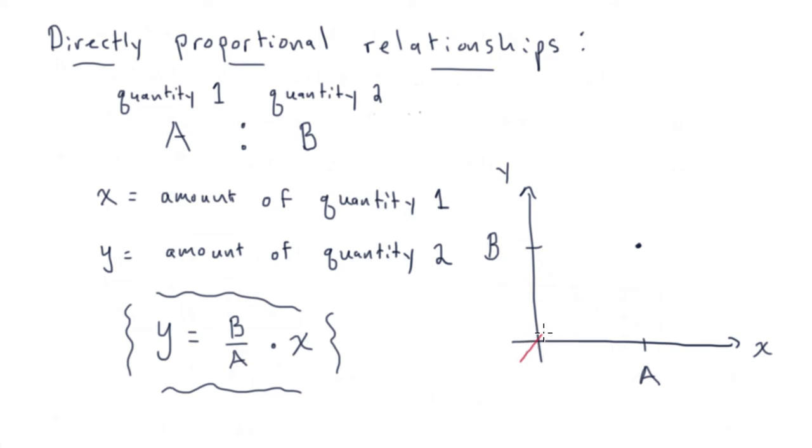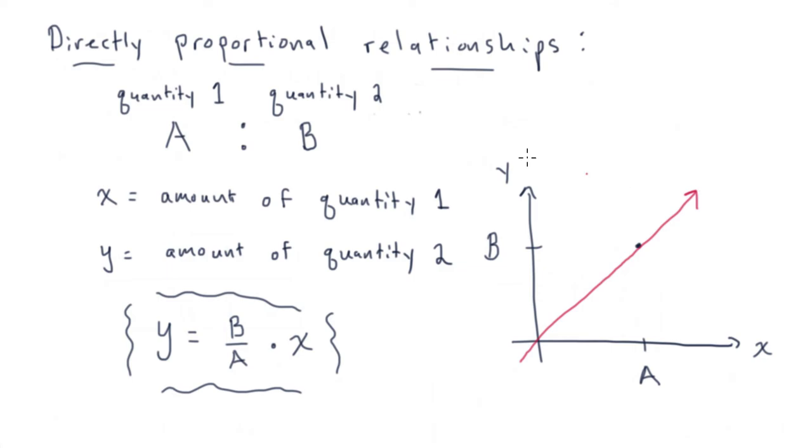And then if I can draw a straight line, this is what the relationship looks like graphically. Okay, so when I increase x by a, I'm going to increase y by b. Okay, so I think that's all well and good.